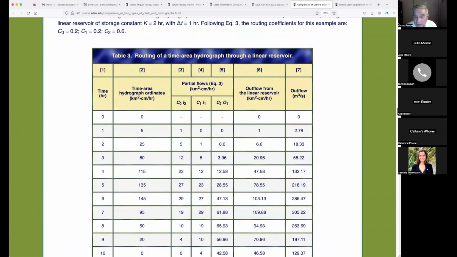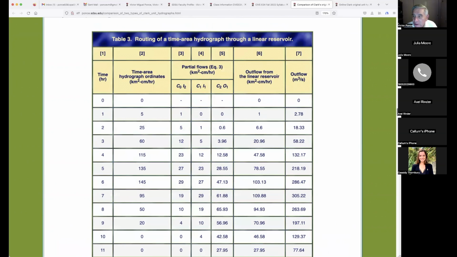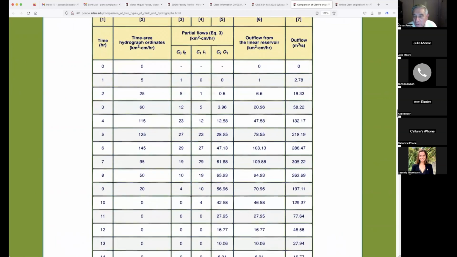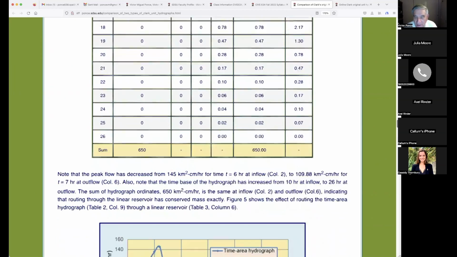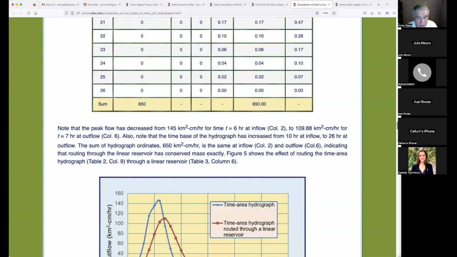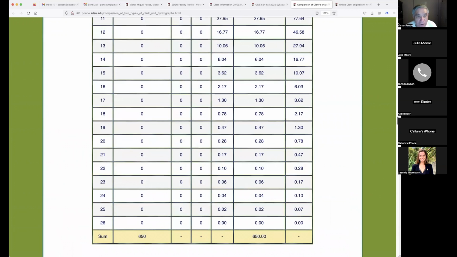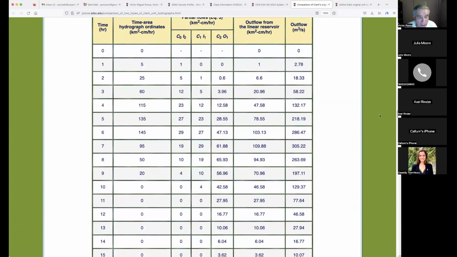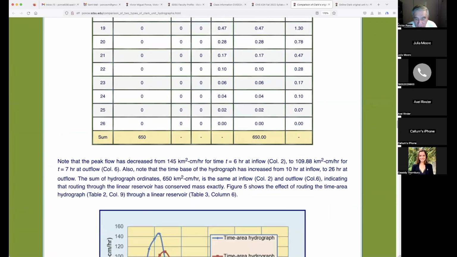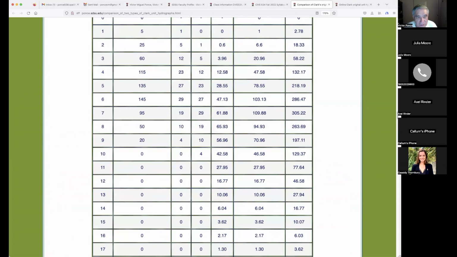And then we multiplied times this 2.67, I believe, and we get the outflow in cubic meters per second. Note that the peak flow has decreased from 145, which is right in here, that's the peak flow, to 109. Not only has it been reduced to 109, but the 109 is one step later, from 6, 145, to 7, 109.